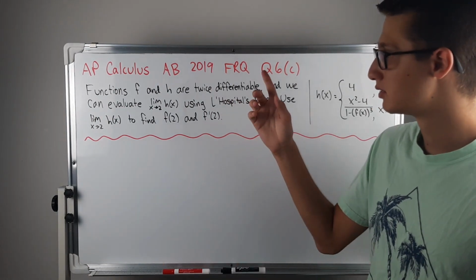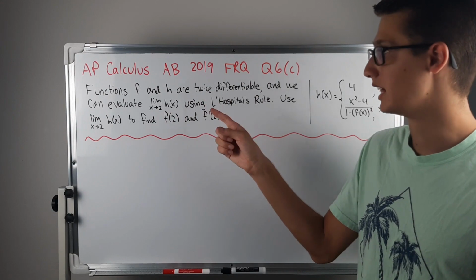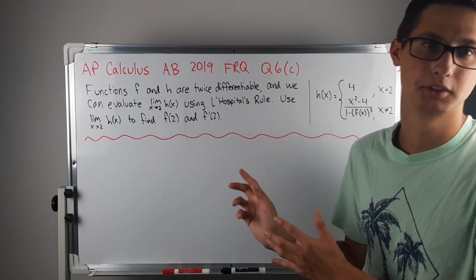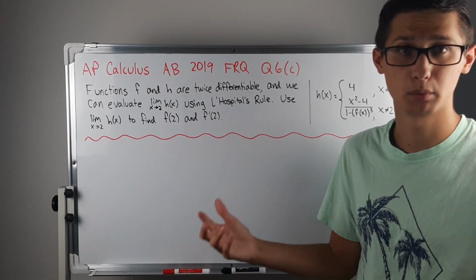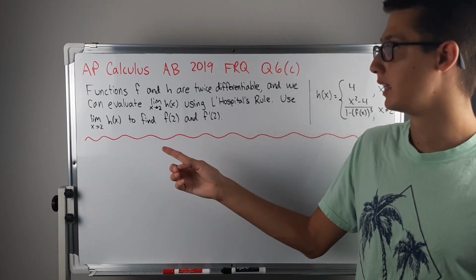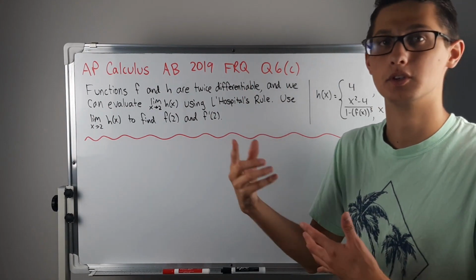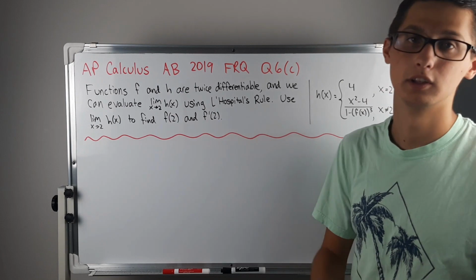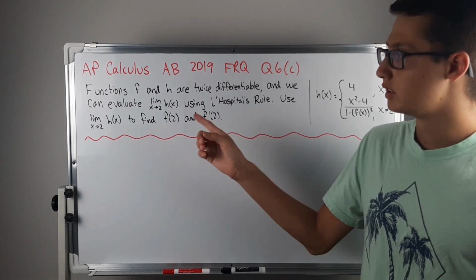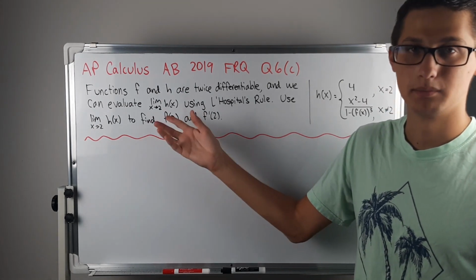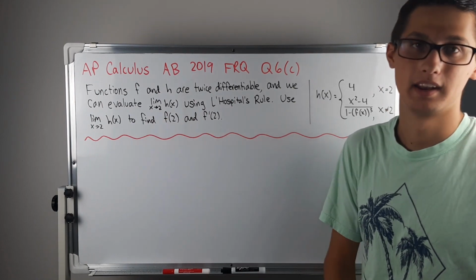So we have 2 functions that we're dealing with, f and h. They're both twice differentiable, so you can take the derivative of them twice. And we can evaluate the limit as x approaches 2 of h of x using L'Hopital's rule. They want us to use that same limit to find f of 2 and f prime of 2.